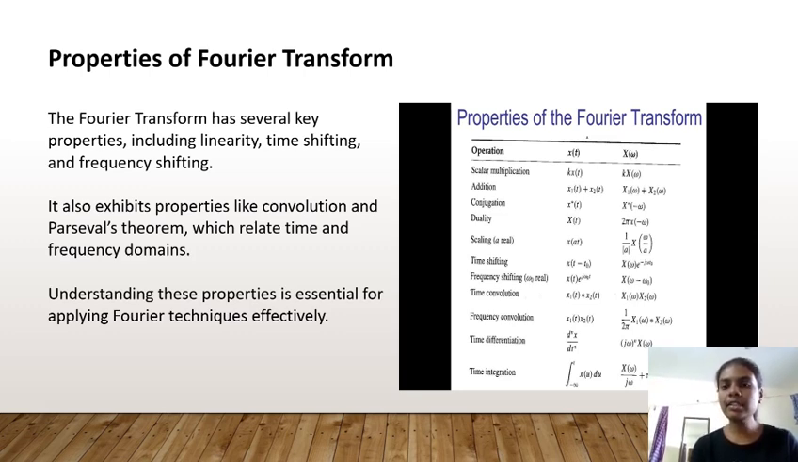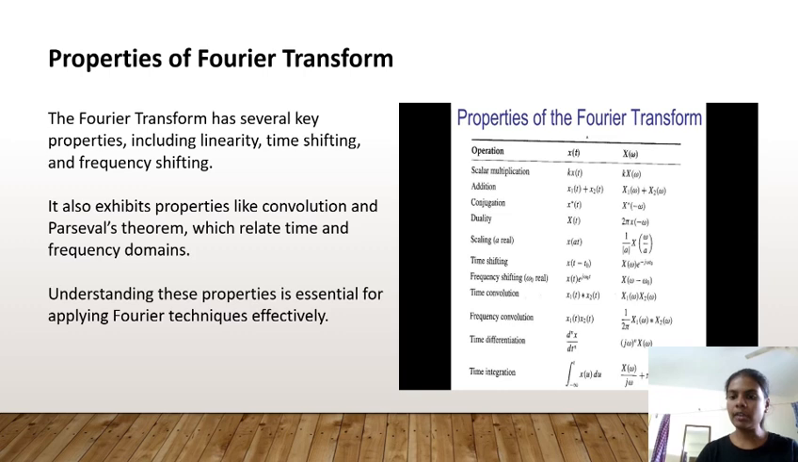The properties are given as: scalar multiplication, that is, k times x(t) in time domain gives k times X(omega) in frequency domain. Addition: x1(t) plus x2(t) is equal to X1(omega) plus X2(omega). Conjugation: x conjugate of t is equal to X conjugate of minus omega. Duality: X(t) equals 2 pi x(minus omega). Scaling: x(at) equals 1 by magnitude of a times X(omega by a).